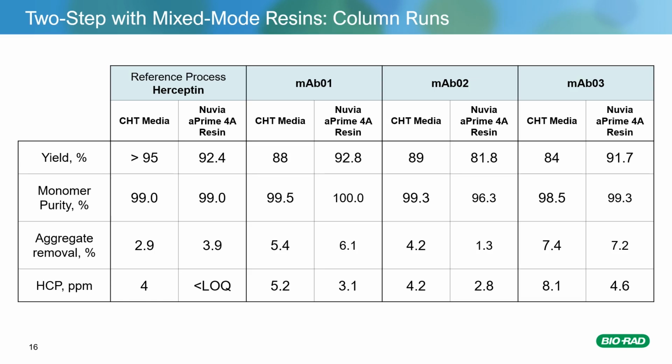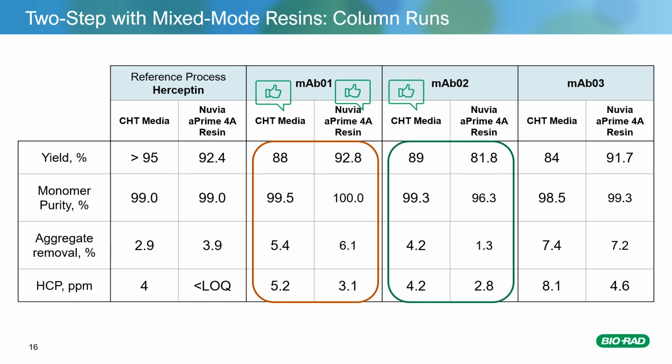For example, in case of map 1, similar purity and yield can be achieved using both resins. For map 2, better purity and yield can be achieved with CHT media, whereas for map 3, better purity and yield is obtained using Nuvia A' 4A resin.